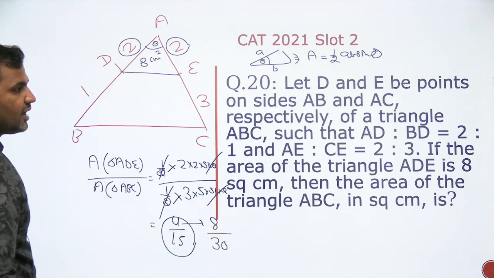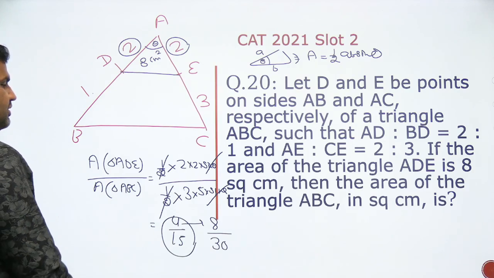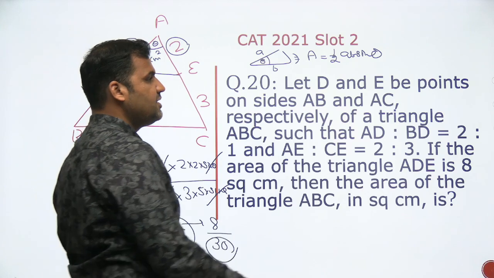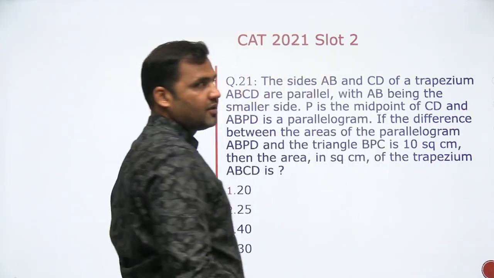We are supposed to find out the area of triangle ABC. So the answer to the question would be 30. 30 is the correct answer to the question. Simple, easy. You know this concept, you can solve the question easily.